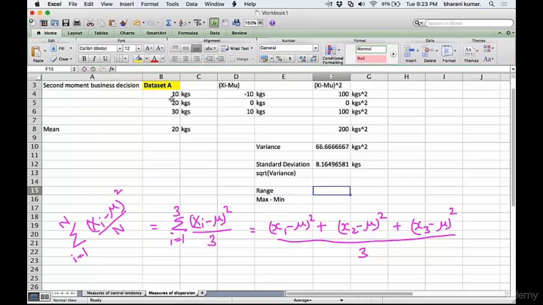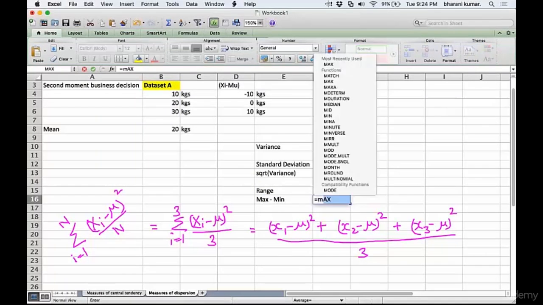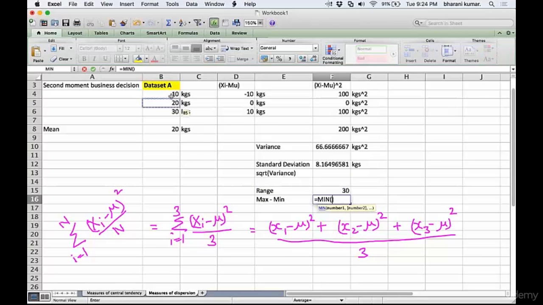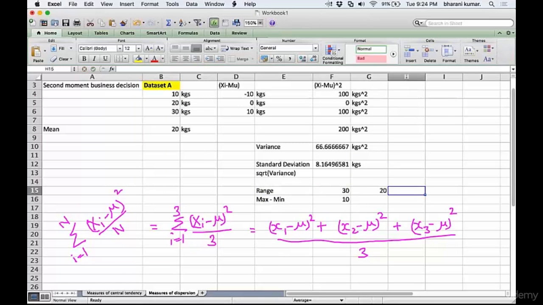Since there are three numbers, it would be relatively easy for you all to identify the maximum value here, right? Maximum value is 30. But what if I give you millions of records and ask you to find out the minimum or maximum value? You need to resort to functions. So here, max is a function. You just need to select these three. It would say that 30 is the maximum value, and min would give you the minimum value. Now range is nothing but the maximum value minus the minimum value, which happens to be 20 kgs.